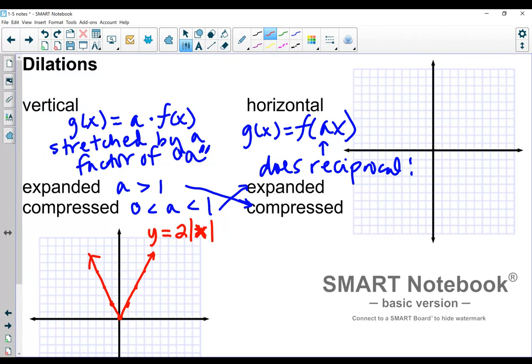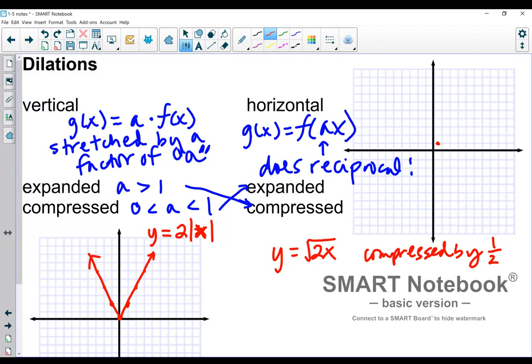For horizontal, I think I'll do another square root. I don't think we've messed around a lot with those. So for this one, I'm going to use y equals the square root of 2x, we'll do 2 again, just because it's easy. So this is going to mean that we're really compressed by 1/2 horizontally. Compressed by half.